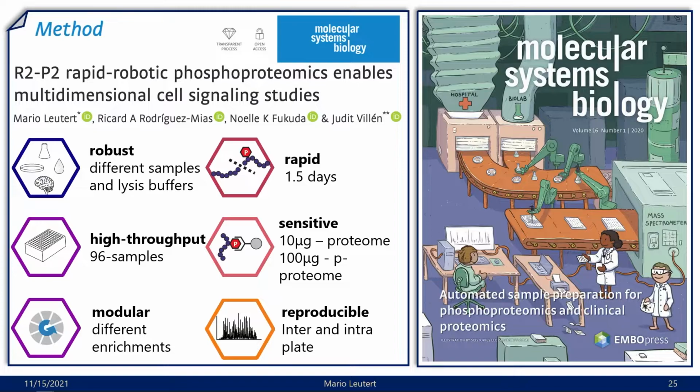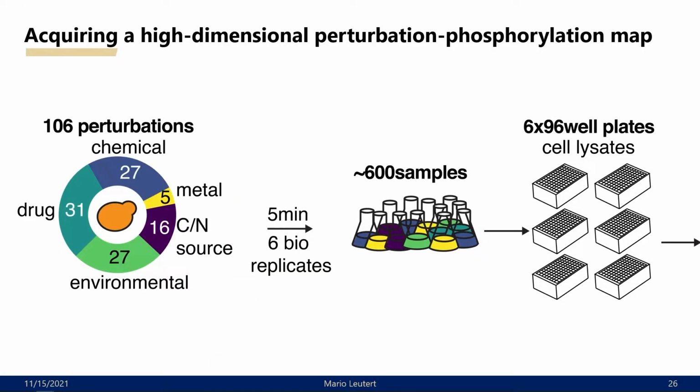Okay, so now we have this method in hand, and we're basically ready to really perform high-dimensional phosphoproteomics. We do this in budding yeast. Budding yeast is a great organism to do this. First of all, it has many conserved pathways and also reduced genome complexity, so it's really good for big systems biology type of studies. Another reason is that budding yeast is a single-cell organism.